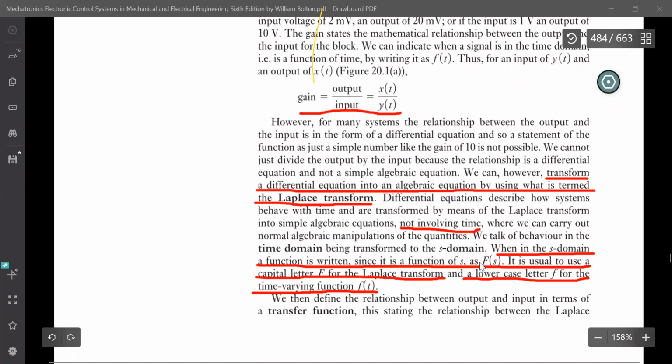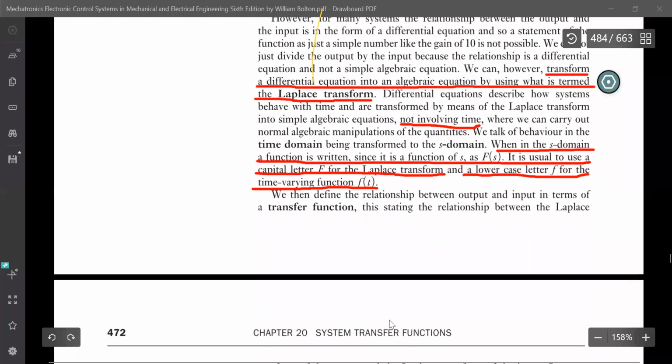If the function is represented by capital F in brackets s, then immediately you should know this is a Laplace transform function. It is usual to use a capital letter F for the Laplace transform and a lowercase letter f for the time varying function. Okay, so this is the difference between a Laplace function and the simple time varying function.